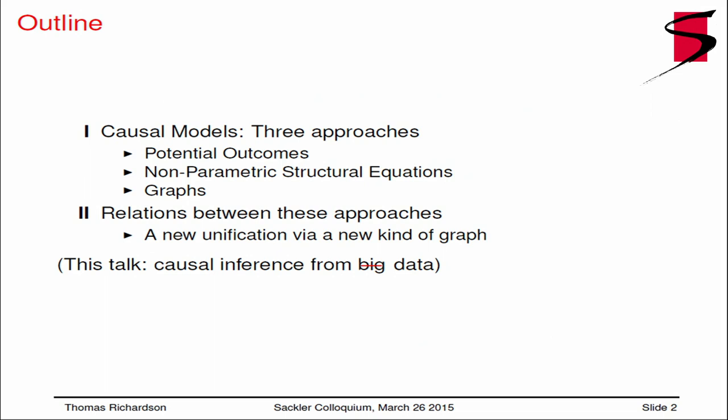The reason I lay out these three different approaches is that I've become aware that there's a very large literature that applies causal models in econometrics and in parts of biostatistics that's based on potential outcomes. There's another literature in econometrics that uses non-parametric structural equations. And then there's a growing literature that uses graphs. And as you also said, there are sort of islands of resistance.